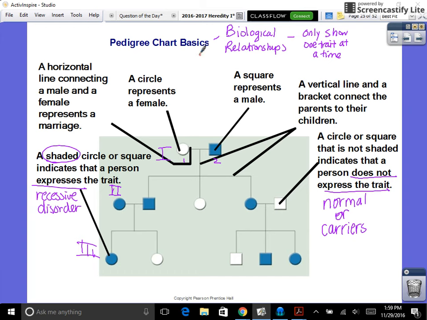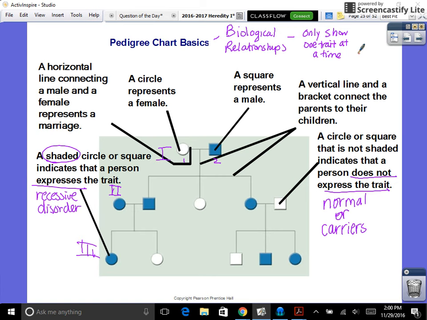Another topic from class is pedigree charts. Pedigree charts are used to show biological relationships, in particular following one trait at a time. It's important to understand what disorder or trait you're actually following and how that trait is inherited. Is it a dominant trait, or is it a recessive trait? Is it codominant, incomplete dominant? That's important to know at first.